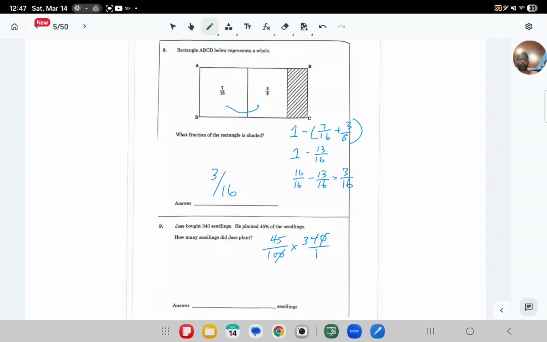Alright, and we can say 5 into 10 is 2, 5 into 45 is 9, 2 into 2, 1, 2 into 3, 4, 17. 9 by 17 is 153.